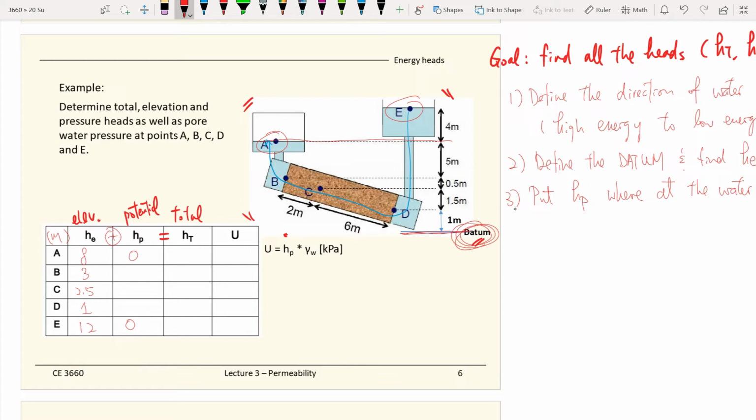And once we fill in the potential head, and provided that we also know the elevation head, the total head becomes the sum of the two. So once you know the potential head and the elevation head, you know the total head, which is the elevation plus the potential head.